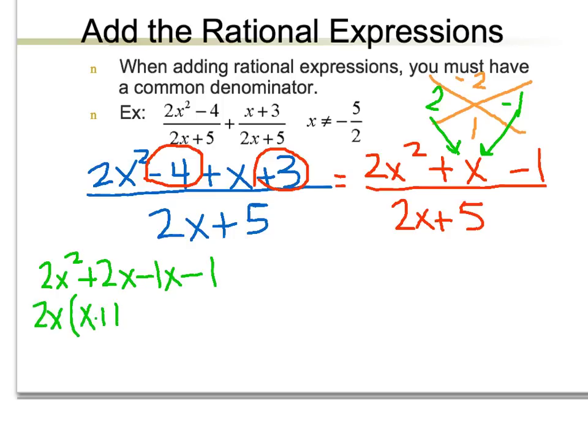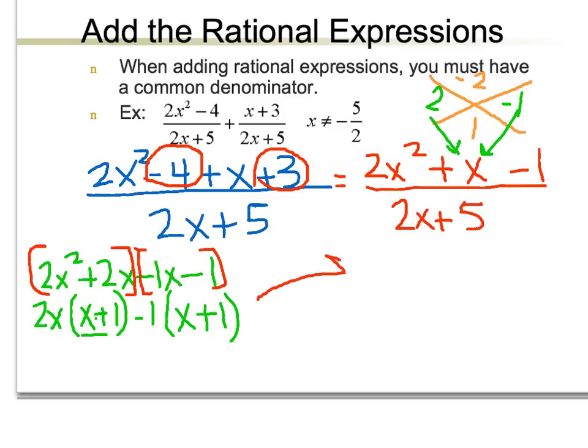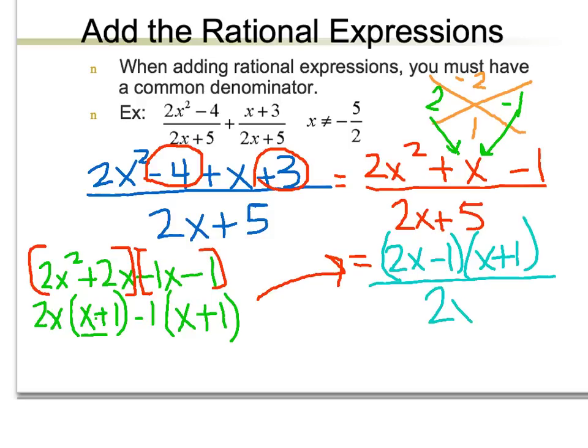And now when I factor that, I factor 2x out of the first two terms, factor by grouping, and I get x plus 1. And I'm trying to get another factor of x plus 1 from the second two terms. So if I factor out a negative 1, that gives me x plus 1. So there you see the two groups where those factors came from. And now, returning to my problem, it looks like this. I've got 2x minus 1 times x plus 1 all over 2x plus 5, my denominator.